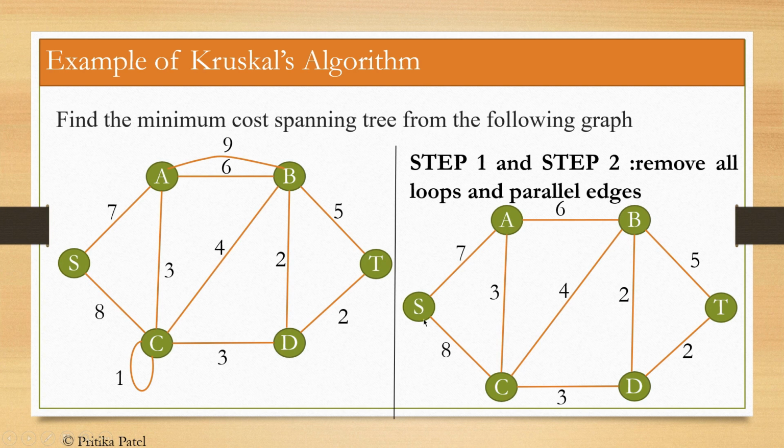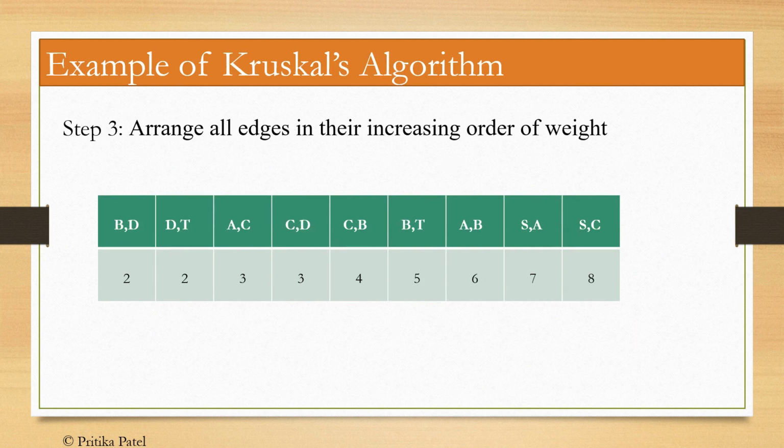Here one graph is given. In this graph, the loop is over here, that is at vertex C. So we can remove this loop, and the parallel edges are here. So we have to remove the parallel edges with maximum cost and choose the edges which have least weight. Now step number 3, arrange all edges in increasing order of weight, right?